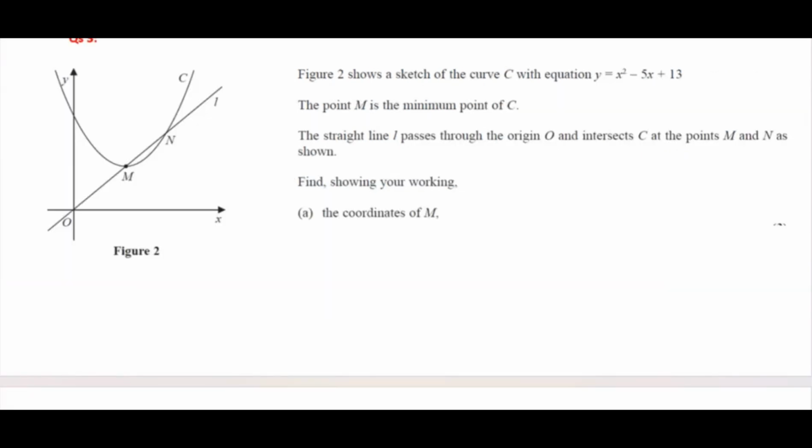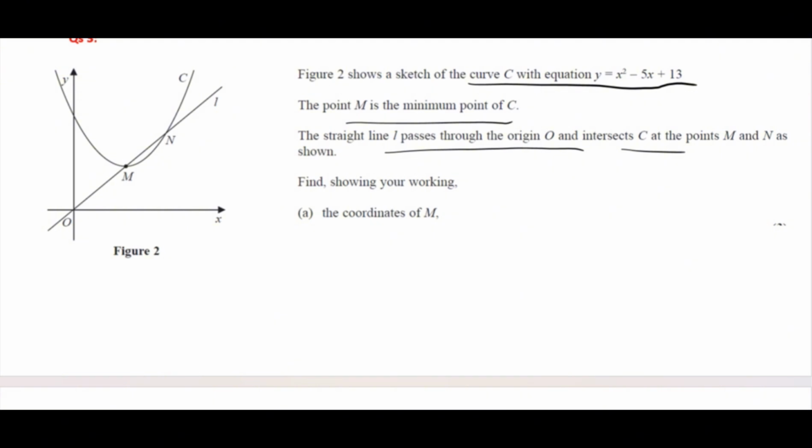As you can see in this figure, we have a curve C with equation x squared minus 5x plus 13. It has a minimum point M. The straight line L passes through the origin and intersects C at the points M and N as shown. Find, showing your working, the coordinates of M.